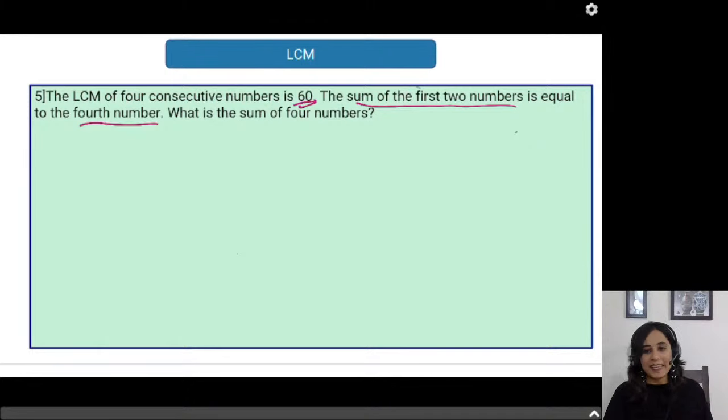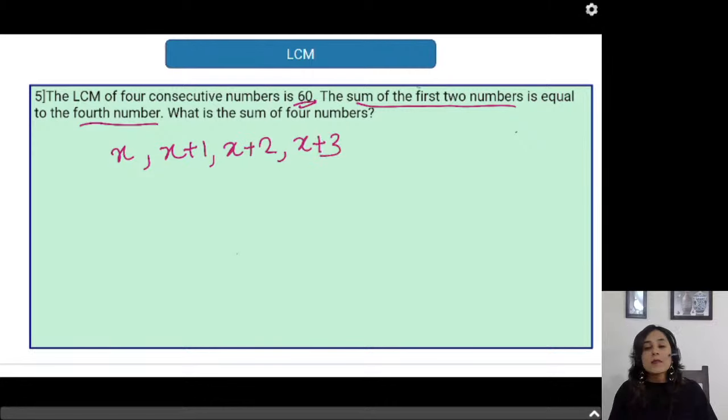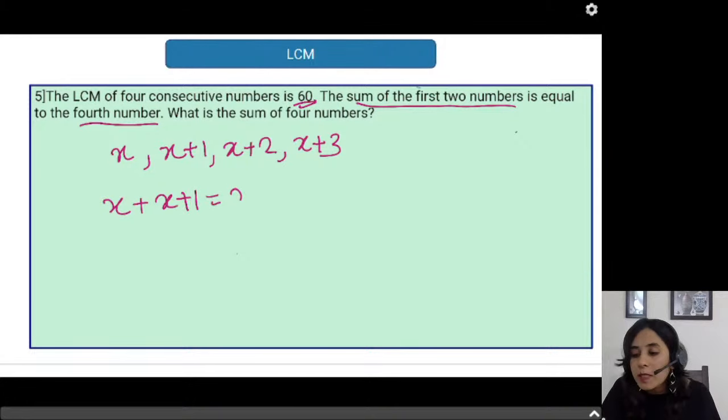So, guys, here we have given the LCM of four consecutive numbers. Let us assume that the four consecutive numbers are x, x plus 1, x plus 2, and x plus 3. So can I assume that my four consecutive numbers are x, x plus 1, x plus 2, and x plus 3? Now what is the second statement? The sum of first two numbers, which is x plus x plus 1, is equal to the fourth number, which is x plus 3.